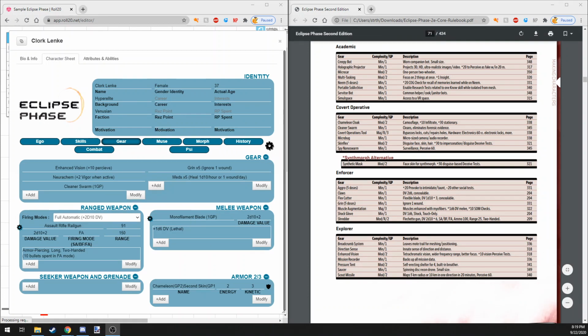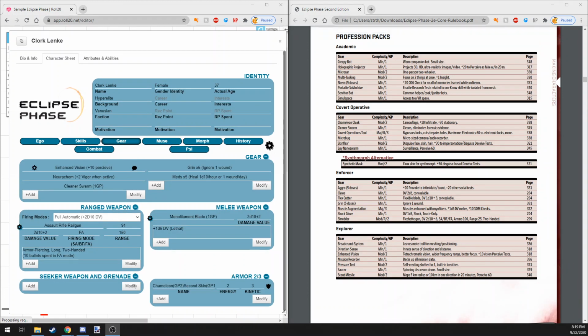And I've finished filling out my gear. So I have enhanced vision, Neurochem, Grin, and meds from my table. And then with the 5 GP that I had to spend, 4 due to having resources tier 4, and 1 due to having not spent all of my MP in the last step, I purchased myself 3 things.